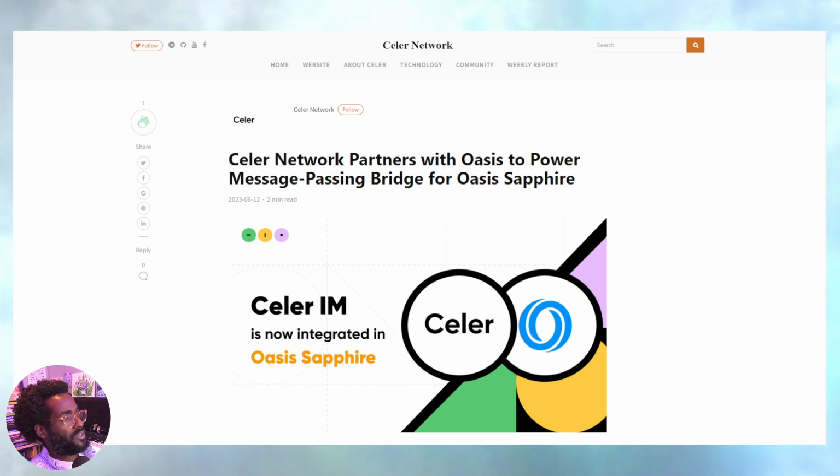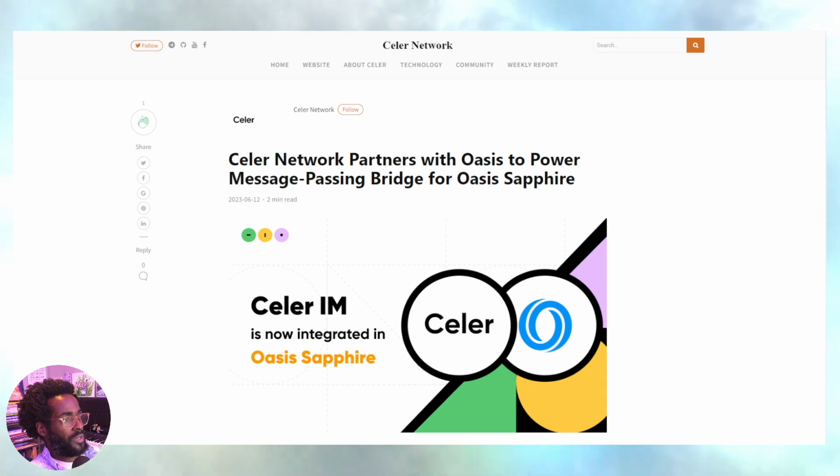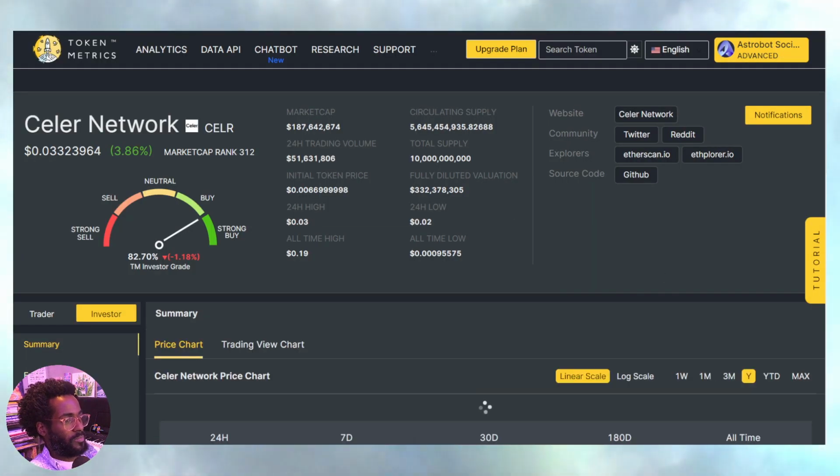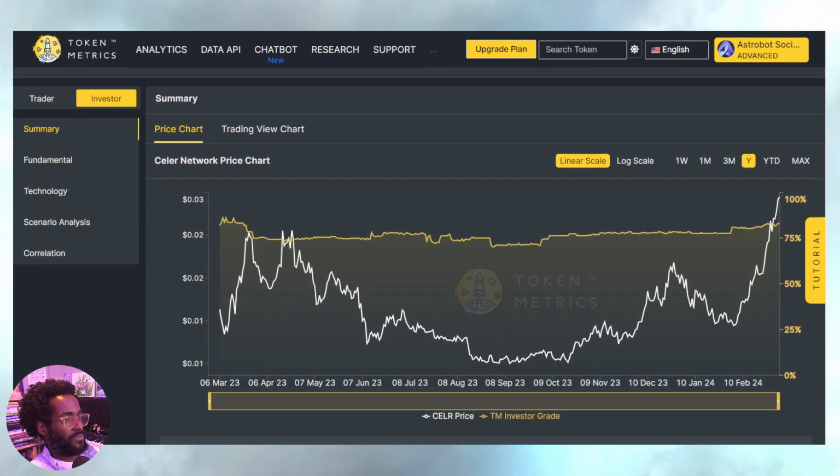So Celer is pretty much into privacy, right? So Celer focuses on interoperability. That's one major thing. Let's head back over here and we could take a look at some of the numbers and the metrics of Celer as we look at a few things here. So Celer is essentially, like I said, interoperability, right?